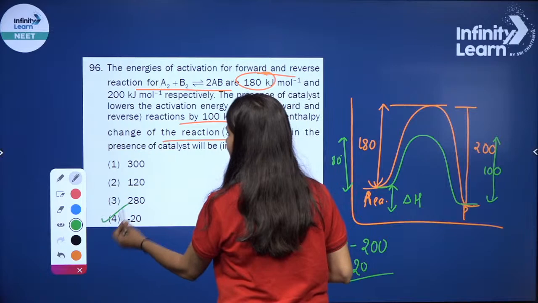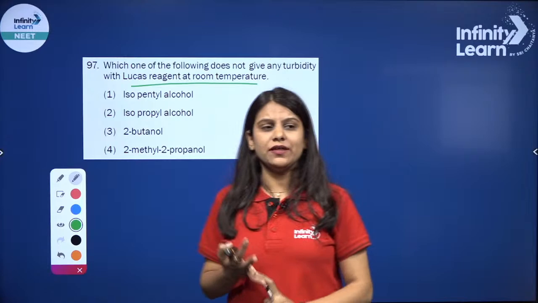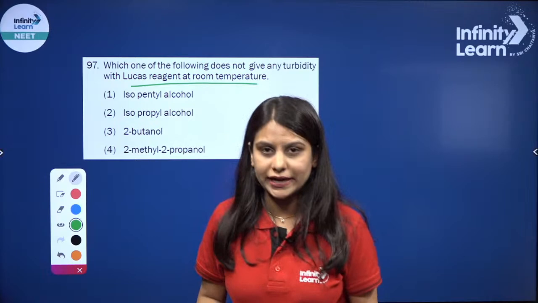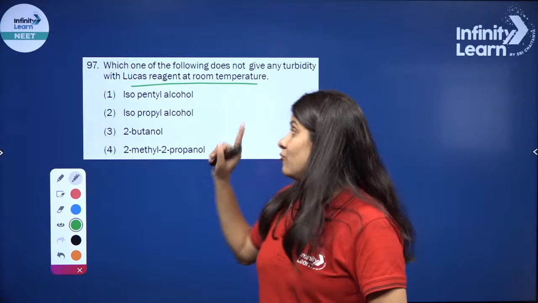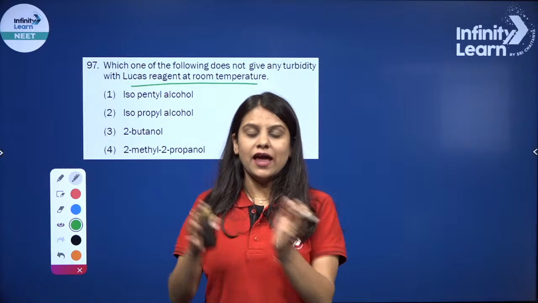Right? So, we have some more questions left. Only a few are left. It will be done quickly. Lucas reagent. Lucas reagent is used for the separation of primary, secondary and tertiary alcohol. Now, what happens when we are taking primary alcohol? We require a catalyst which is zinc chloride. But even after that we are not getting turbidity. What happens in secondary alcohol? In secondary alcohol we are getting turbidity after like 5-10 minutes. And in tertiary, they react immediately with Lucas reagent to give immediate turbidity.